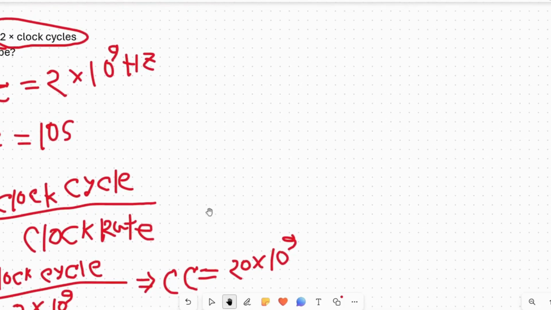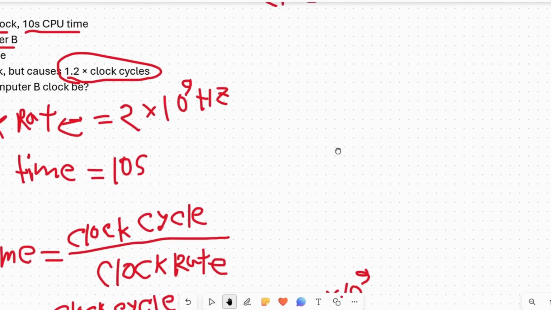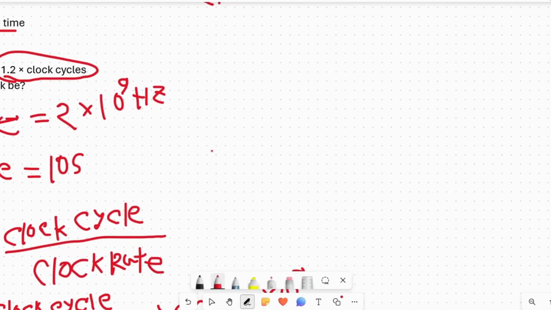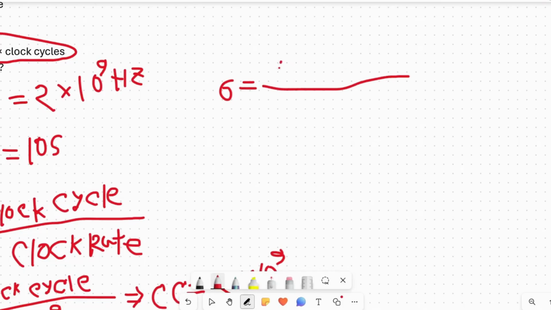Now we find the clock rate, because the requirement of the question is how fast must computer B's clock be. If we find the clock rate, then we can easily say whether it is faster or slower. So we use the same formula. CPU time is 6 for computer B, then clock cycles we find from here, 20 times 10 to the power 9, also multiplied by 1.2, which is given in our question, divided by the clock rate.